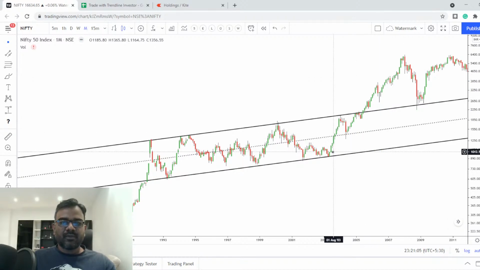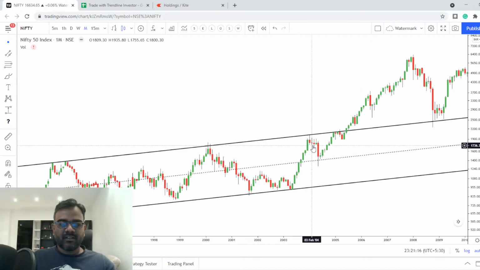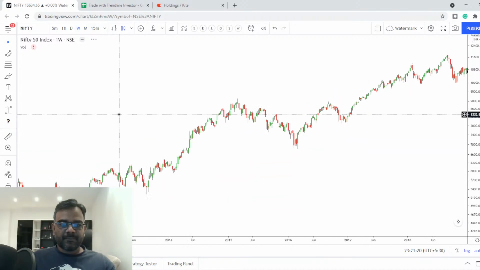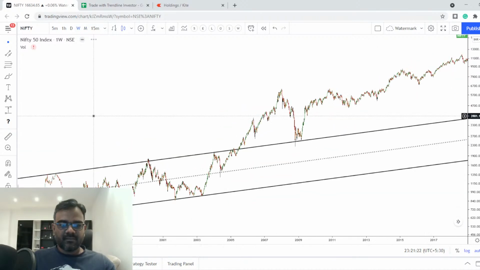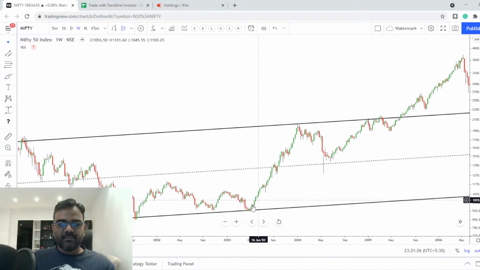If people thought that this was a massive move, they would have been really taken by surprise if they missed this entire move. This is what happened before that in Nifty. We had a continuous move up. I'll switch to the weekly charts to give you a better perspective. This is the weekly chart again. We had a massive one-way move up.